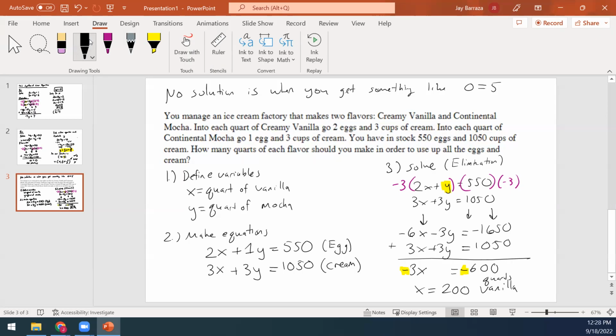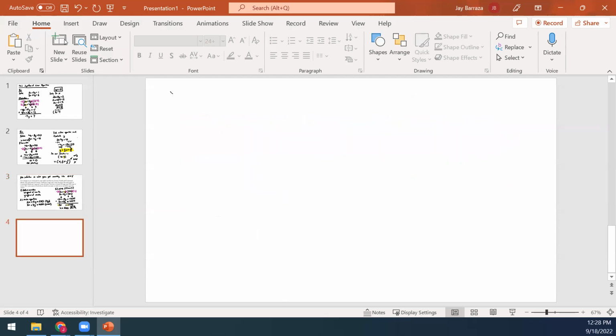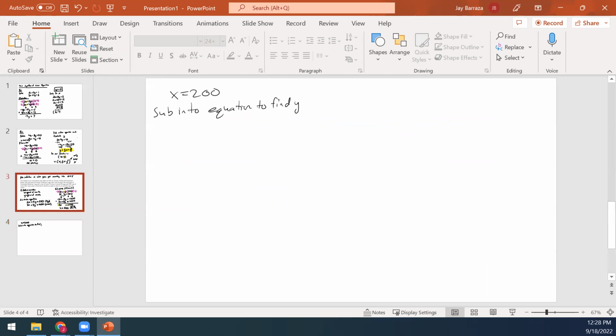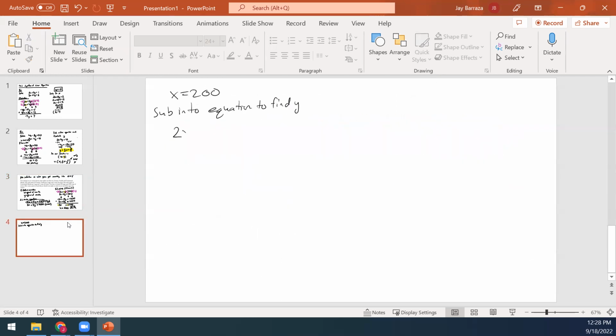Are there any questions so far? I just want to make sure. So I'm going to create a new slide, and so x is equal to 200, and so substitute into an equation to find y. So I'm going to take equation number 1, the egg equation right here. So 2x plus 1y equals 550.